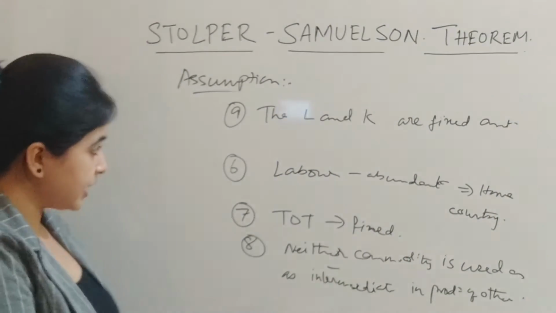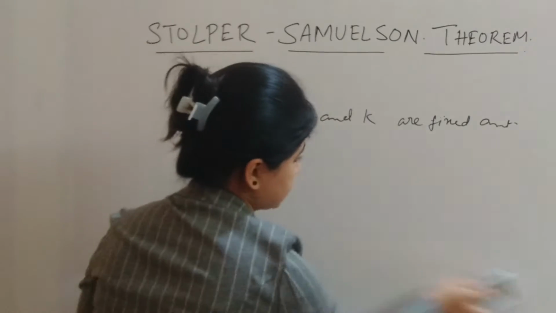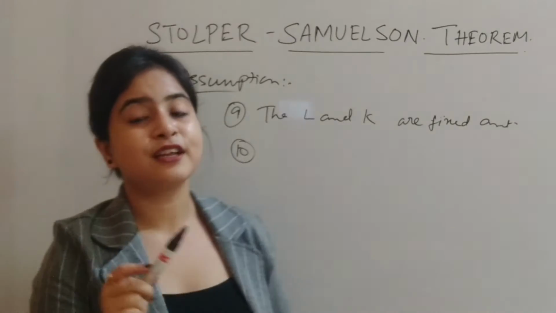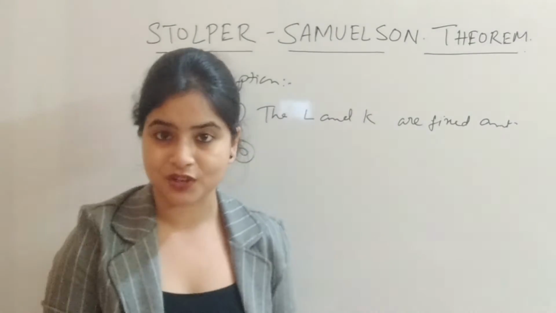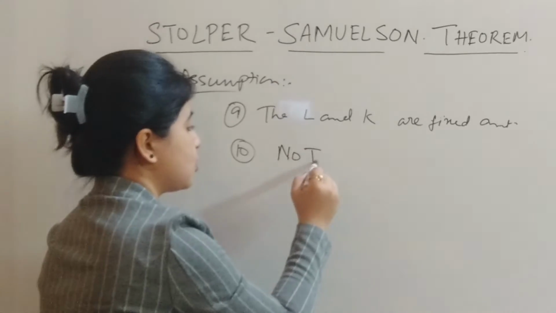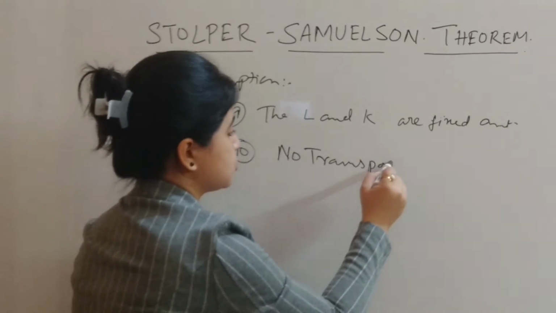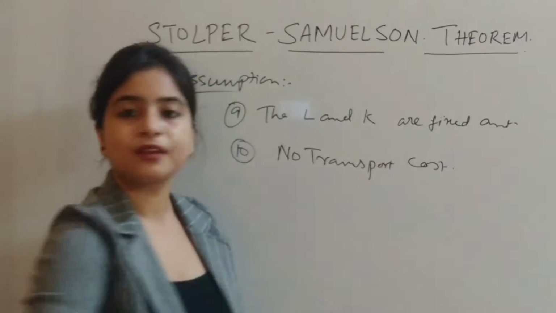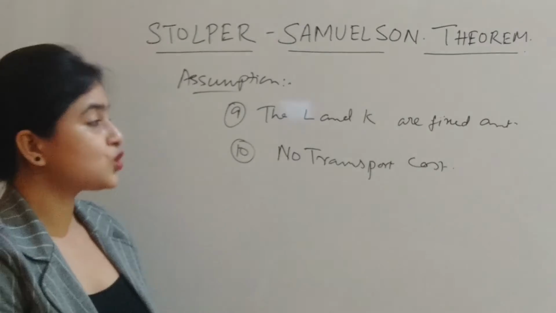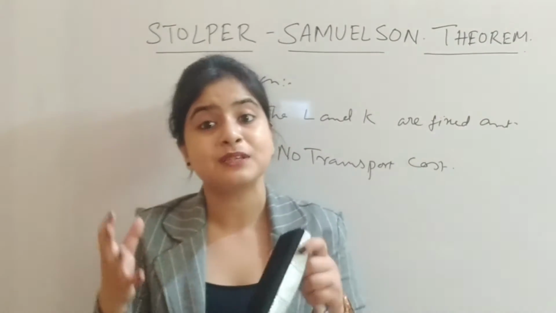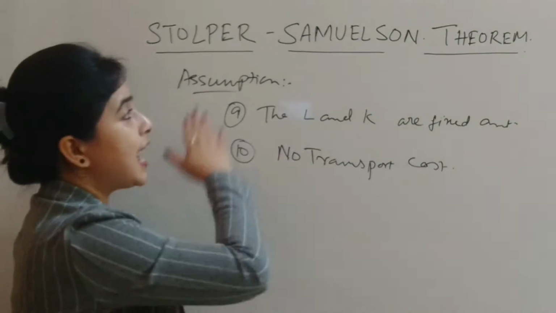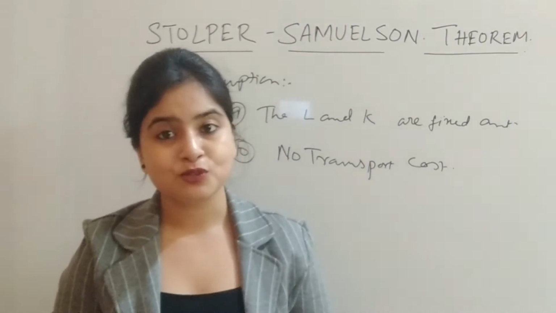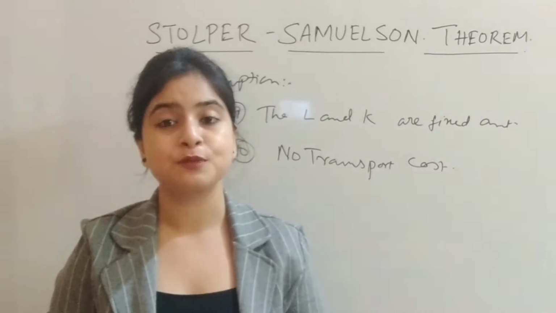Okay, and finally the 10th and the final assumption is that there is no associated transportation cost. No transport cost. Alright, so these are the 10 assumptions that have been taken up by Stolper and Samuelson in order to explain their theorem. Now let's move to the derivation of the theorem and let's prove the theorem.